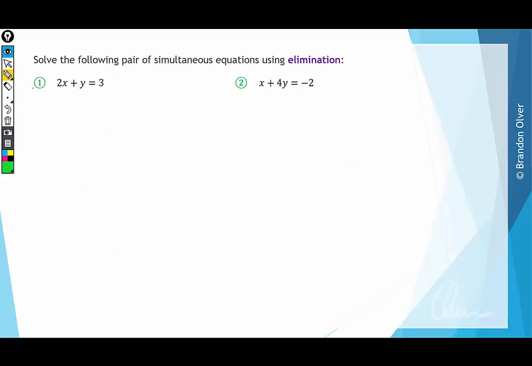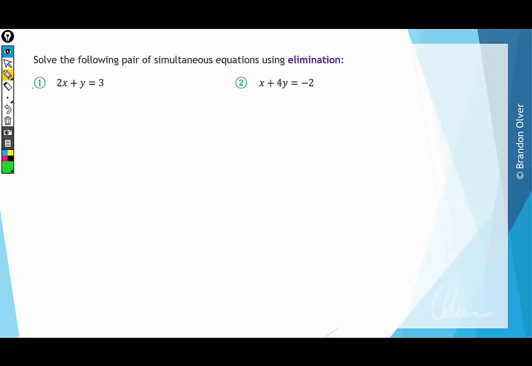Next, we're going to solve the same pair of simultaneous equations using elimination. This time we're going to leave the equations in the form they're already in, because the x and the y are both on the same side and the constant terms are both on the same side. So it's going to be really easy when we add or subtract equations from each other.